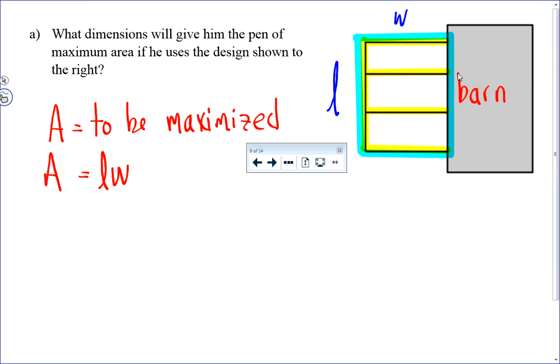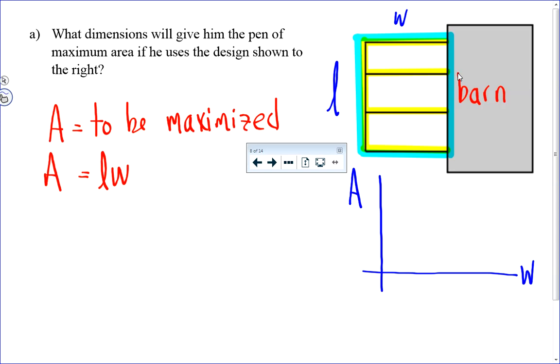This is a difference between max-min problems and related rates. With related rates, you can have as many variables as you have rates of change. Here, we want to imagine that we are going to be constructing a graph. We never really look at the graph, where area is a function of one of these variables. I'm going to pick W, but you can choose whatever variable you want. So if we choose W, we need to get rid of L.